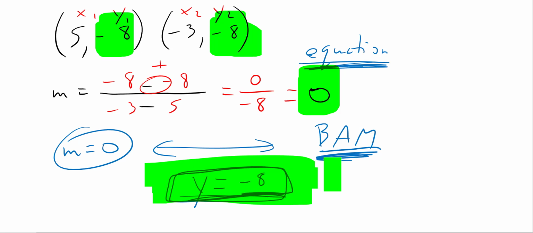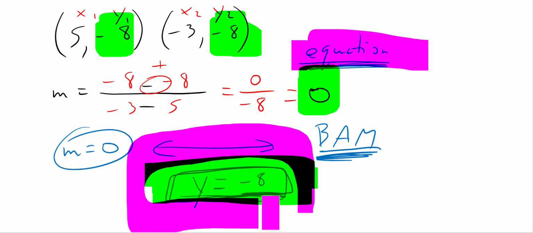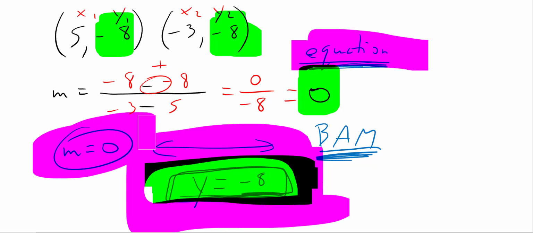Okay? So be careful what I'm asking for. If I ask you for an equation, you're going to give me this. If I ask you for a slope, you're going to give me this. This is what this chapter is about. You got to know how to figure out the slope. You have to know how to figure out the equation. But understand, if the y is the same, then y equals negative 8 is the equation. And the slope is 0.